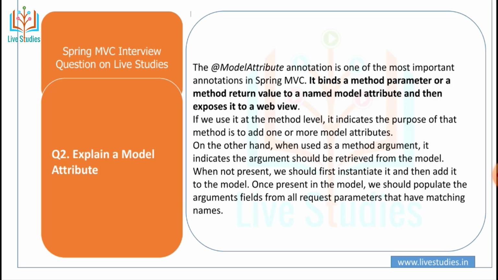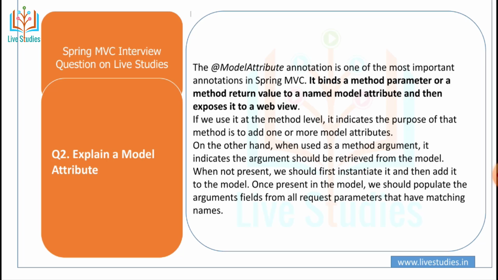Move to the second question. Second question is, explain a model attribute. The ModelAttribute annotation is one of the most important annotations in Spring MVC. It binds a method parameter or a method return value to a named model attribute and then exposes it to a web view. If we use it at the method level, it indicates the purpose of that method is to add one or more model attributes.